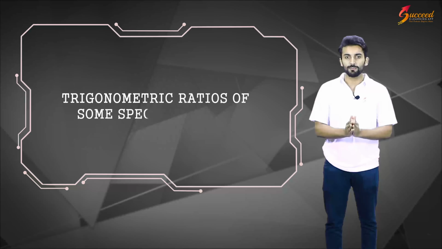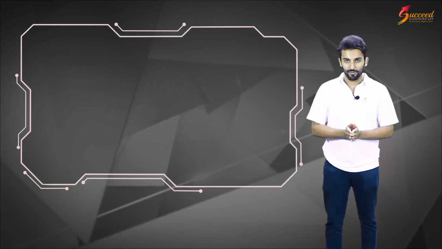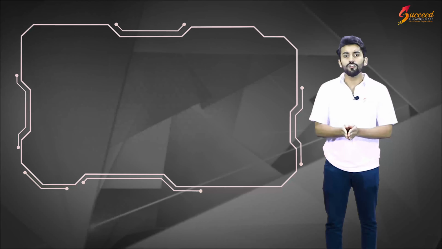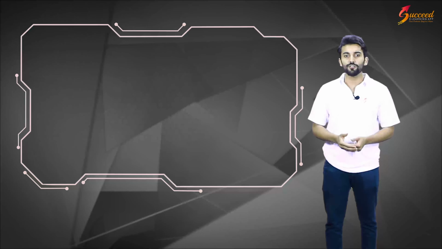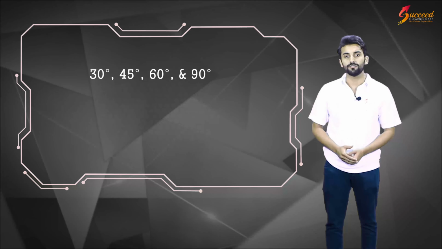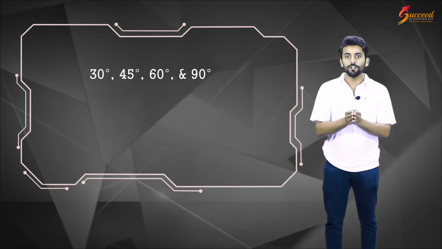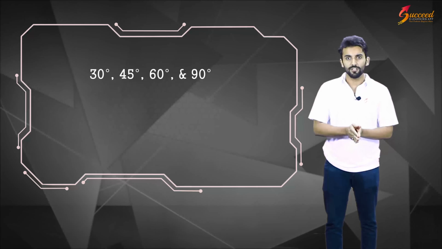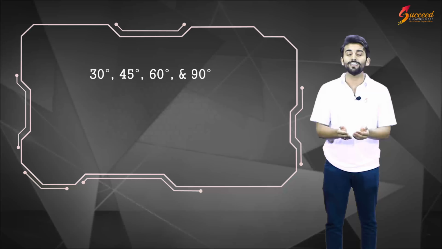Trigonometric ratios of some specific angles. Hello students, I hope you all are already familiar with the construction of angles of 30 degree, 45 degree, 60 degree and 90 degree. And in this section, we will find the values of trigonometric ratios for these angles and also for angle 0 degree.